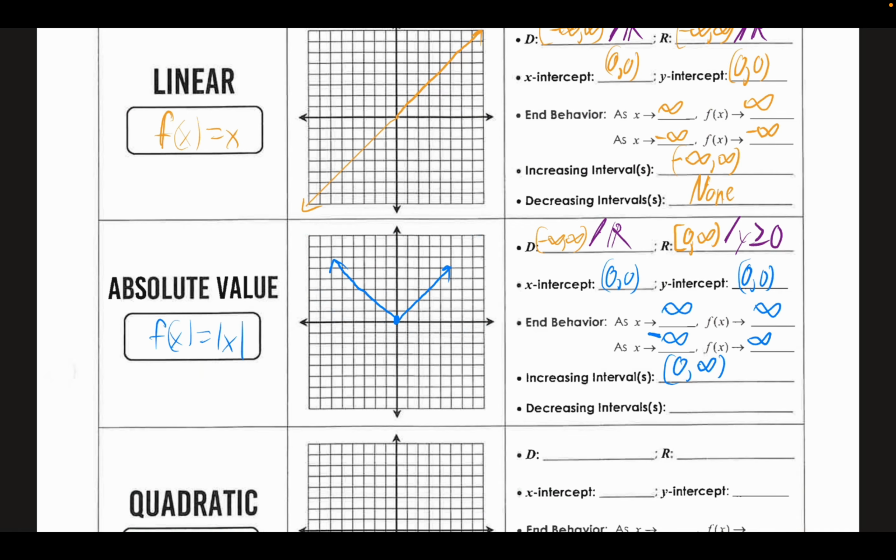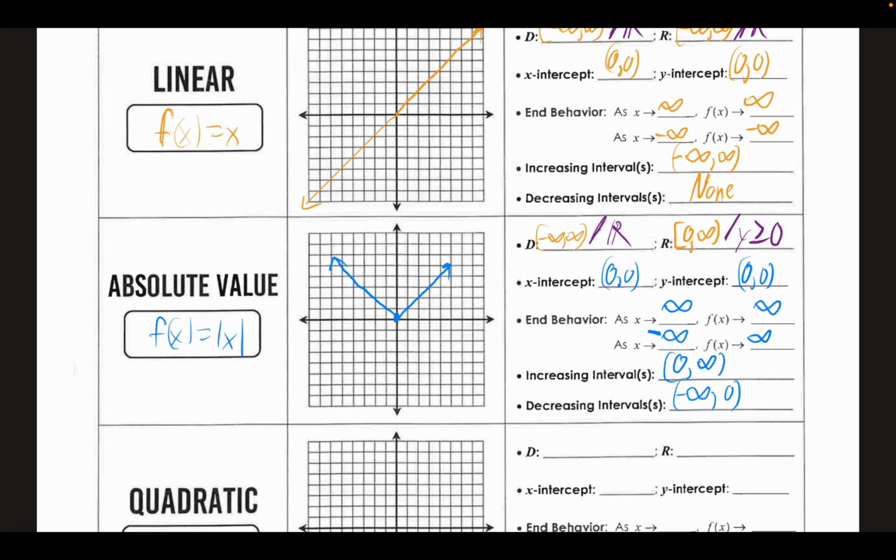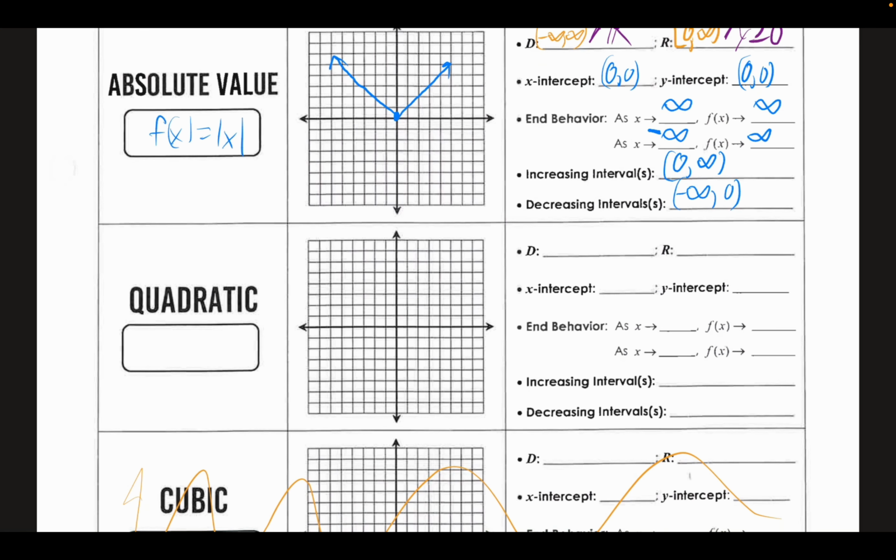My pencil glitched out. Negative infinity, 0. And then the quadratic was our other one that we had. The quadratic is f of x equals x squared. My apologies, I wrote a, but x squared. Once again, it's centered at the origin, and then it increases following the formula as you plug things in and get y values out.